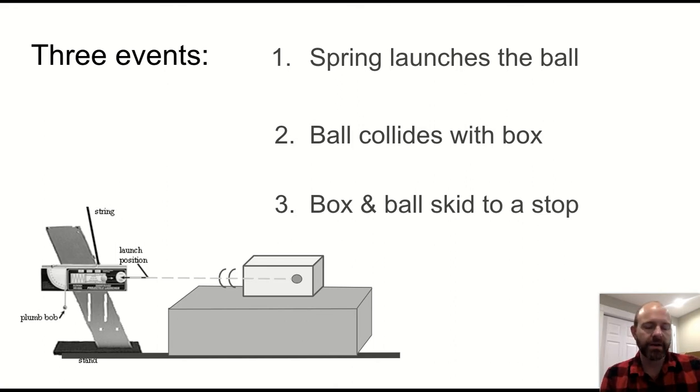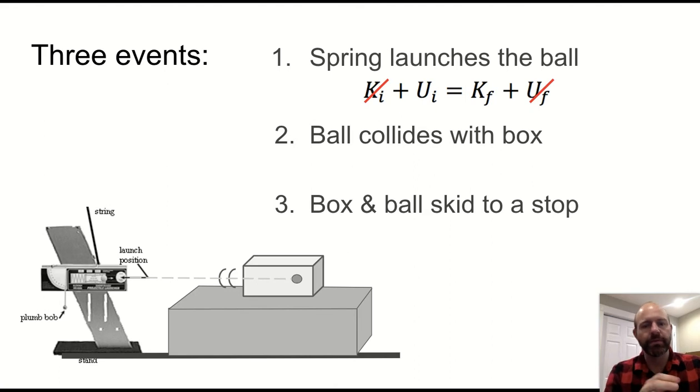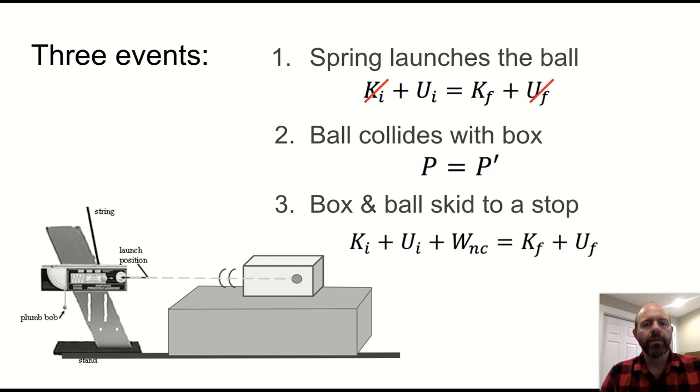So what is the conservation law that applies for each of them? Well, for the spring launcher, that's conservation of energy. Spring potential gets turned into kinetic, right? We start with potential, we end up with kinetic. When the ball collides with the box, this is a conservation of momentum. It's a collision problem. It's totally inelastic. They stick together.